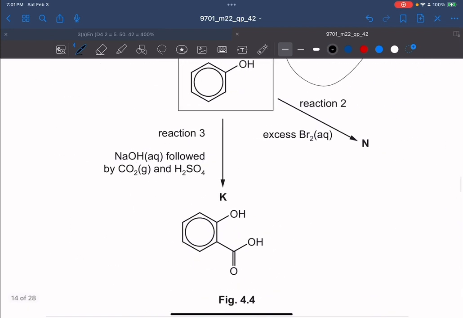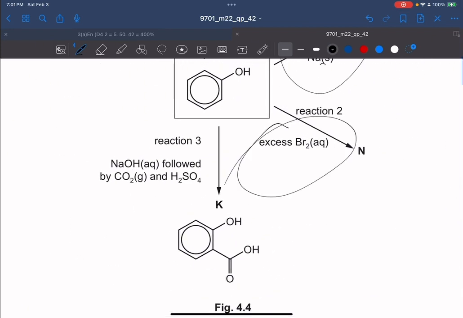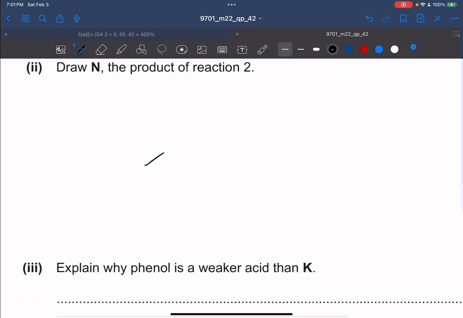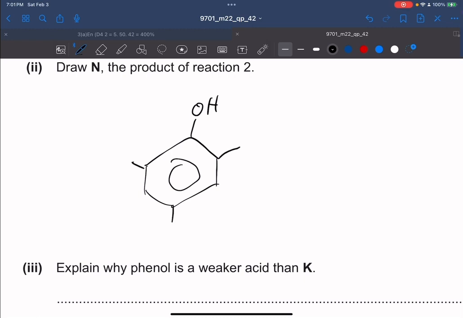Draw the product. Okay, so here we have to note that there's going to be an excess of bromine. If that is in excess, it's going to enter all the activated positions. Again, remember that OH is a donating group, so it's going to be 2, 4, 6.